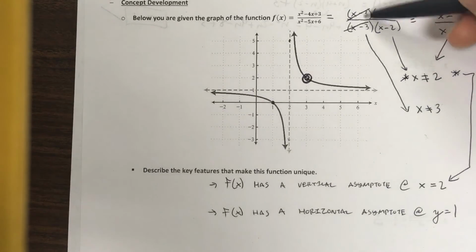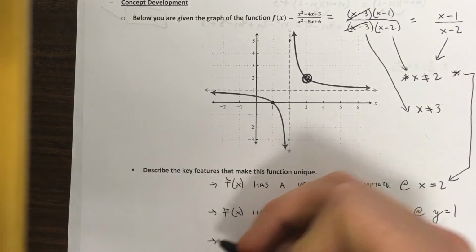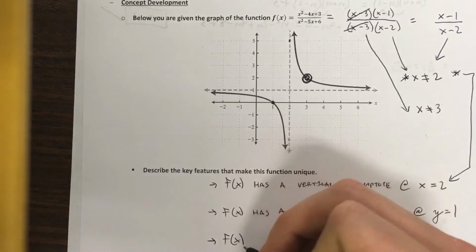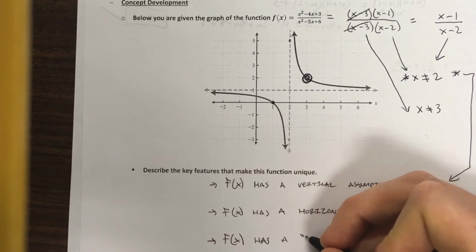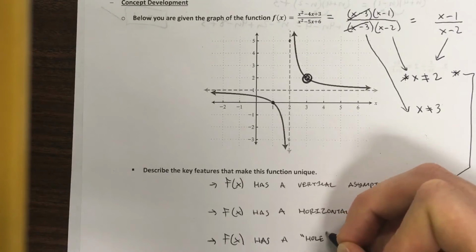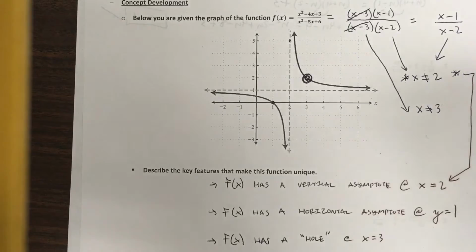If we can remove what x cannot equal, here we remove the 3, the x minus 3, then what we say is f of x, can you see that? Yep, has a hole at the value x equals 3.